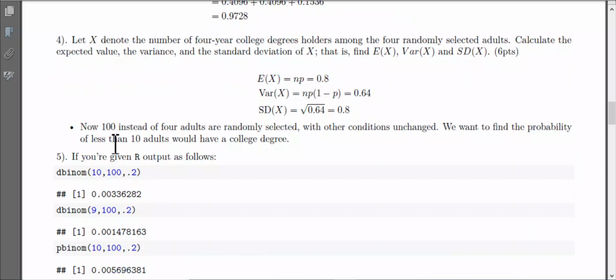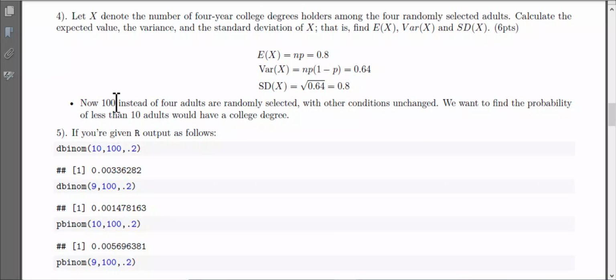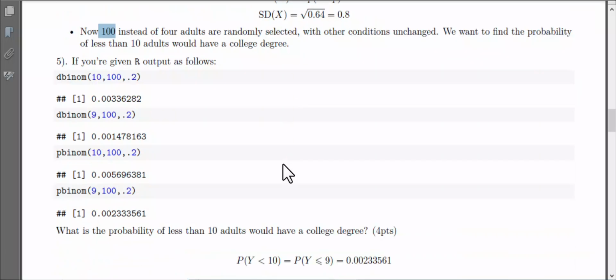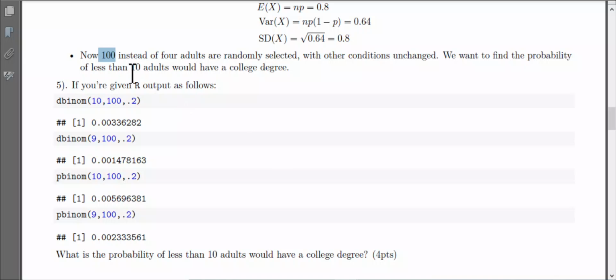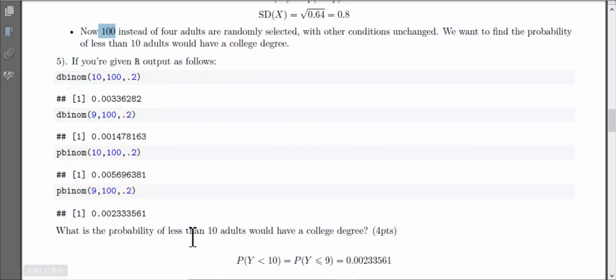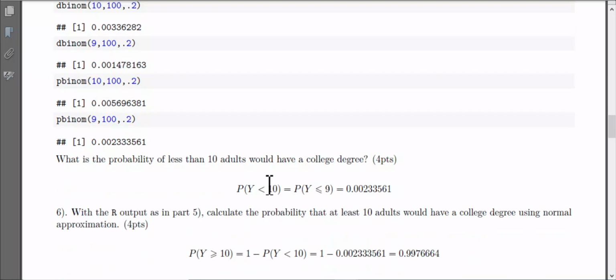Alright, now if we say we have 100 instead of 4 adults randomly selected, then what should we do? We could just do it by hand, but since this n is so big, it's 100. Take a look at this one. What is the probability less than 10 adults would have a college degree? So here, y is less than 10. That is equivalent to the probability of y less than or equal to 9.